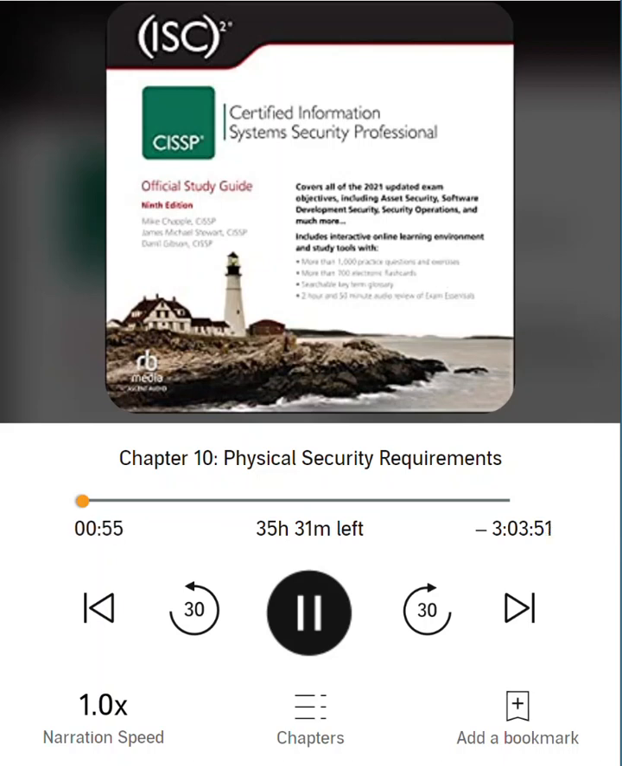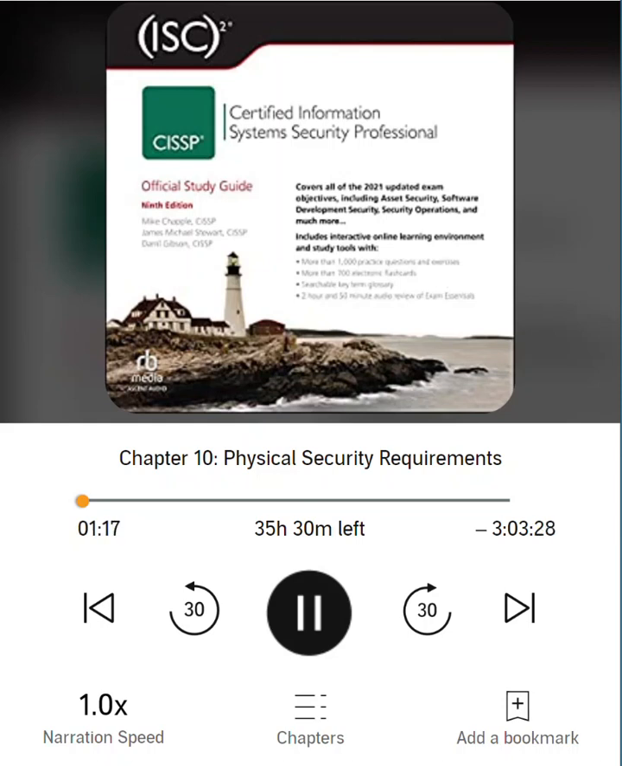3.9.6, Utilities and heating, ventilation and air conditioning, HVAC. 3.9.7, Environmental issues. 3.9.8, Fire prevention, detection and suppression. 3.9.9, Power, for example, redundant backup.